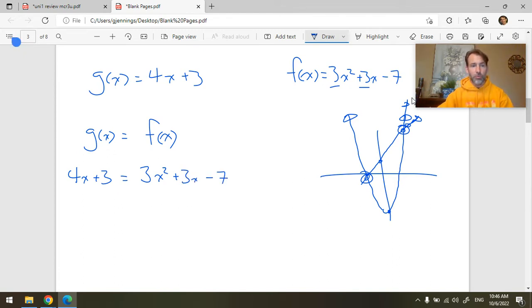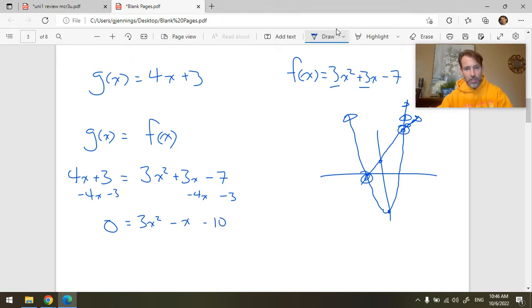Okay, now move those over so that we can equate this to 0 and use our solving quadratic skills to find the values of x that make that true. So I'm going to take 4x from this and take 3 from this. So I'm going to have 0 is equal to 3x squared minus x minus 10.